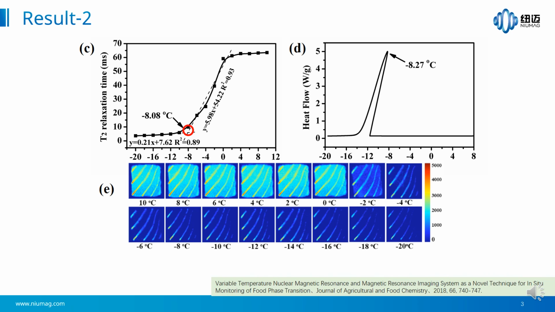And here, graph E shows the MRI of salmon during freezing. It can be seen from the graph that it is basically unchanged above 0 degrees, and it almost disappears below minus 4 degrees, because as the temperature drops, free water freezes. The signal of ice cannot be acquired, so the image gets dark.